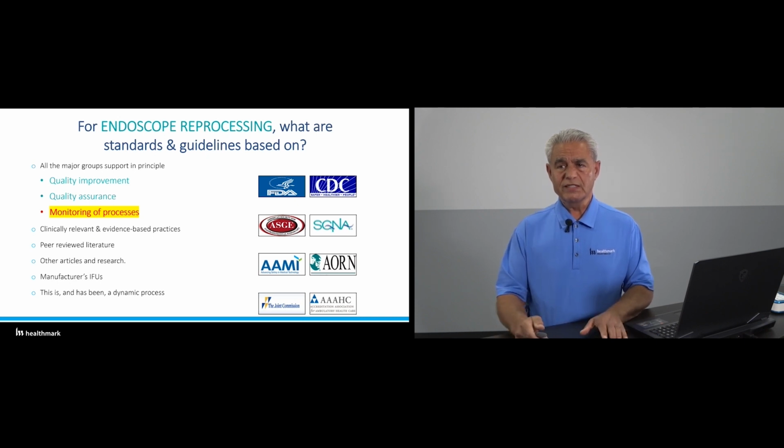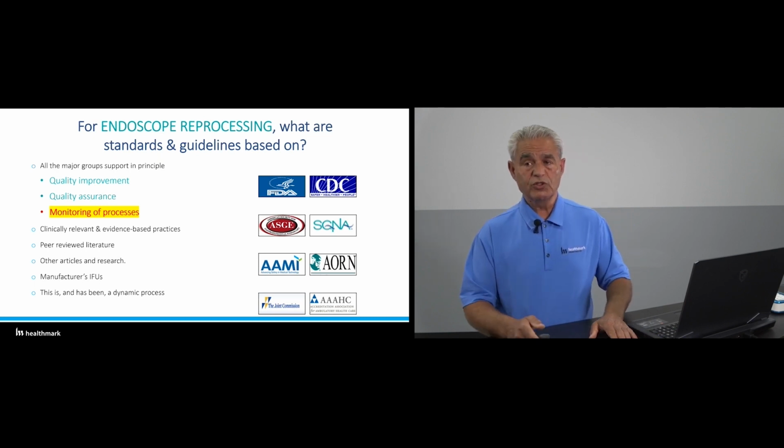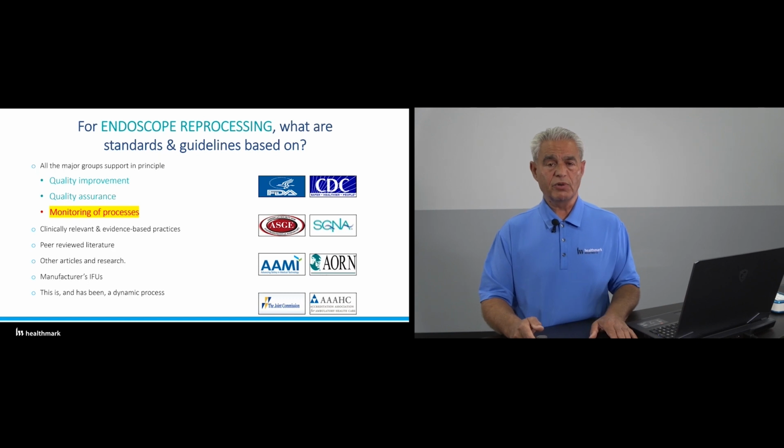Although they have varying degrees of items in it, all major groups support in principle quality improvement, quality assurance, in particular monitoring of the process, to make sure that clinically relevant and evidence-based practices are in place. Peer review literature, you need to look at those to see what happened. There is a lot of literature out there that supports that you need to make sure you have a monitoring process for your cleaning and processing of endoscopes.